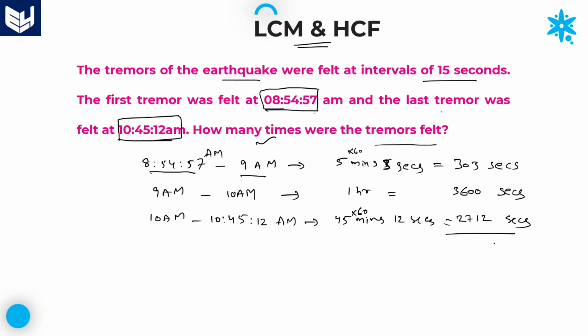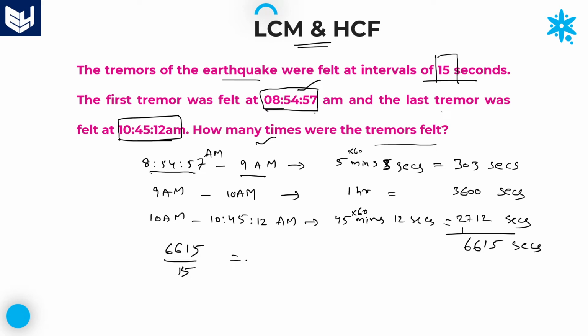Here the units place is 5, after that tens place 1, and hundreds place 3 plus 6 is 9, 9 plus 7 is 16. And next, 3 plus 2 plus 1, which gives 6615 seconds. This is the total time gap. Now it is very easy to calculate how many times the tremors were felt. As we know, for every 15 seconds the tremors of earthquake were felt, so you have to divide by 15.